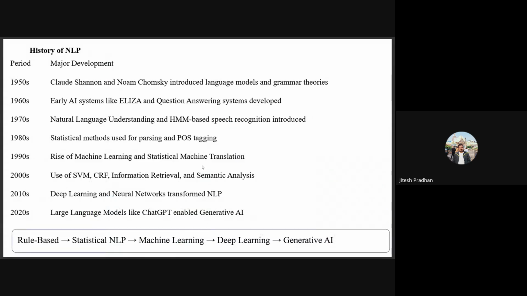Now let's dive into the history of NLP. It started in the 1950s. The major development was that in 1950, Claude Shannon and Noam Chomsky introduced the language model and basic grammar theory. So what is a language model and grammar theory? Because in the 1950s the Turing machine was invented, and from the Turing machine the Chomsky hierarchy comes into the picture.